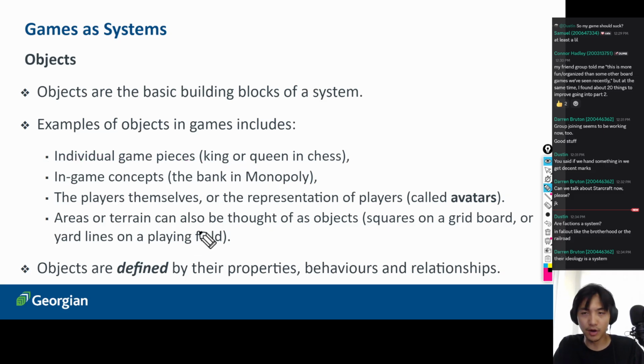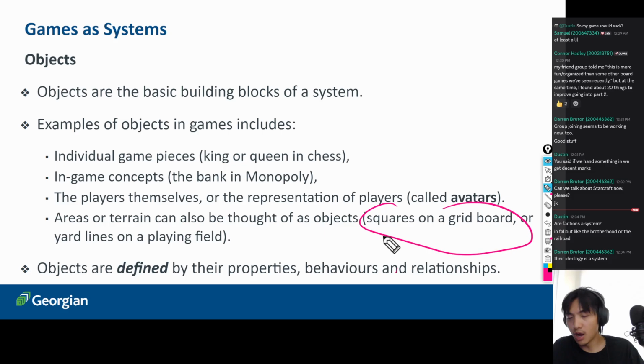The players themselves are objects. Sometimes you have an avatar in your game. So if you pick the thimble to represent yourself in Monopoly, that is your avatar, and that is a game object. Okay. Areas or terrain, land in your game can be objects as well. You can think of the squares on a chessboard as each one being an object. Okay? They have relationships with each other, they have properties. They do have these things.